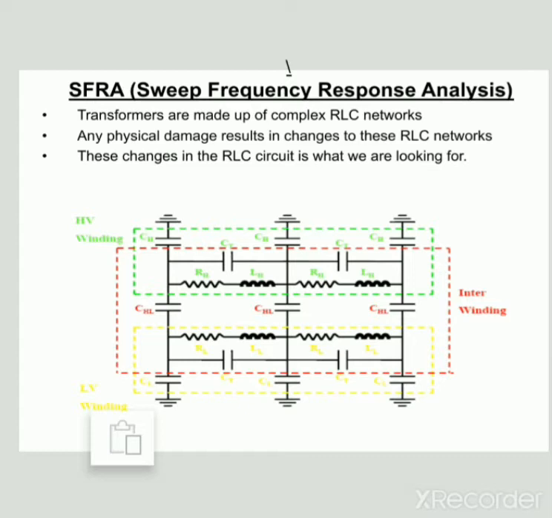Any physical damage results in changes to these RLC networks. These changes in the RLC circuit are what we are looking for. According to how resistance, inductance and capacitance are connected, the resistance and inductance are connected in series, and the capacitance is connected in parallel with them. For that system, this whole circuit is going to be important.